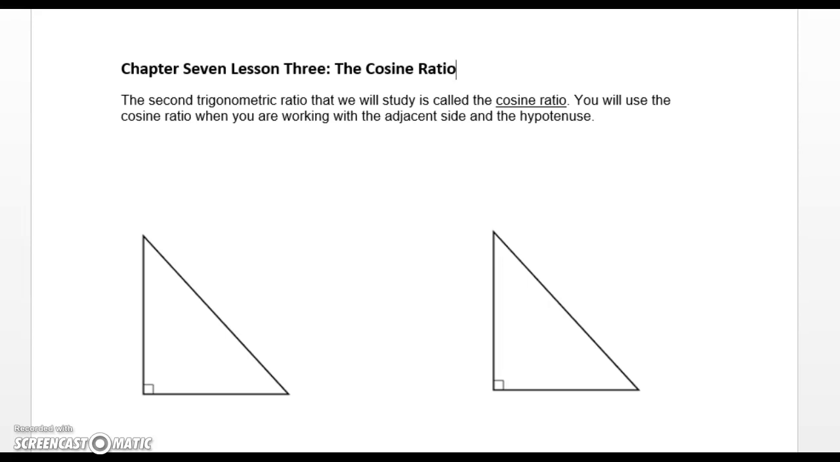So the cosine ratio states that the cosine of some angle theta is equal to the length of the adjacent side divided by the length of the hypotenuse. So we're talking about the adjacent side, so that is the side that is next to the angle that is not the hypotenuse. So I always find it easiest to label all the other sides and leave the adjacent till last.